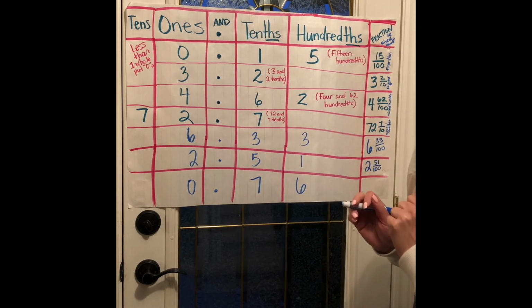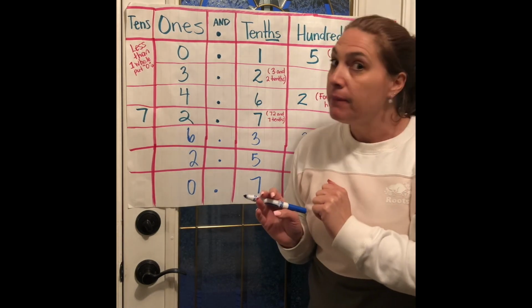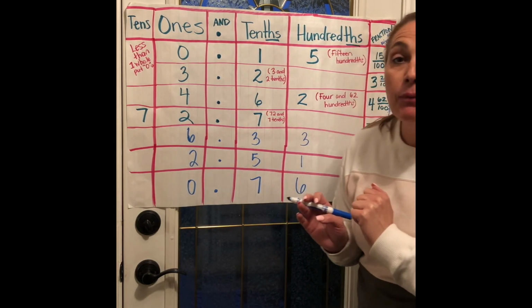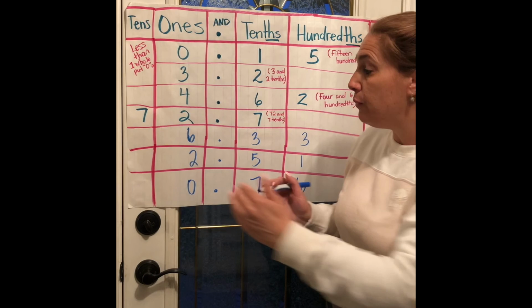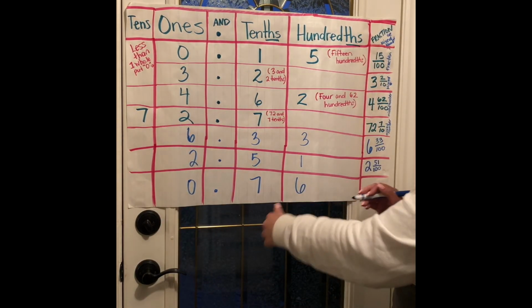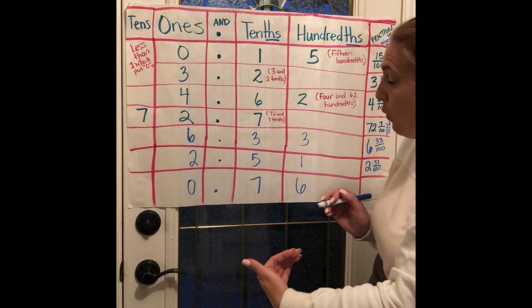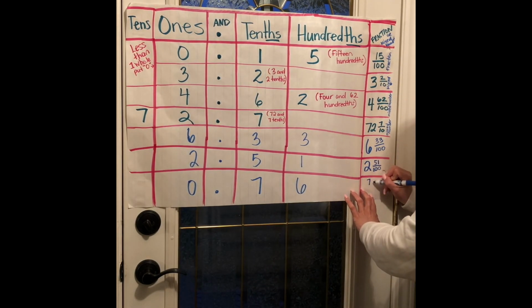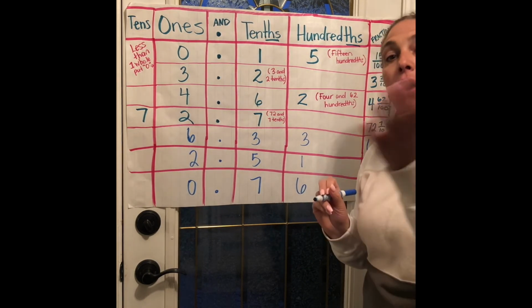Okay, so do we write that as a mixed number? We don't write it as a mixed number because we don't have any wholes. We don't have a number to the left of the decimal. We have a number that's smaller than 1. So we have 76 hundredths. 76 over 100.